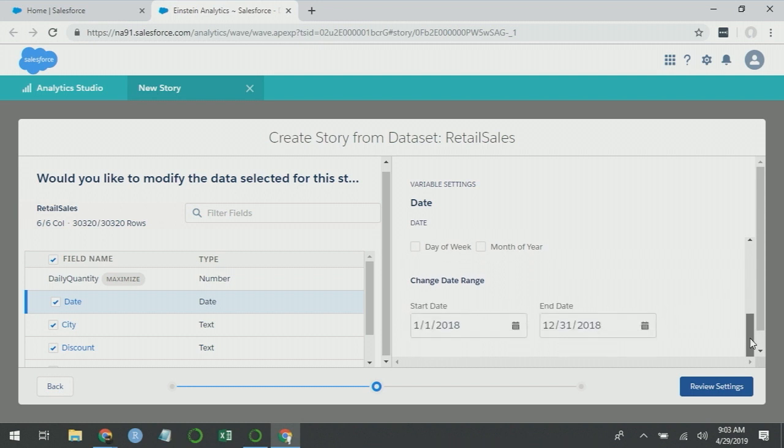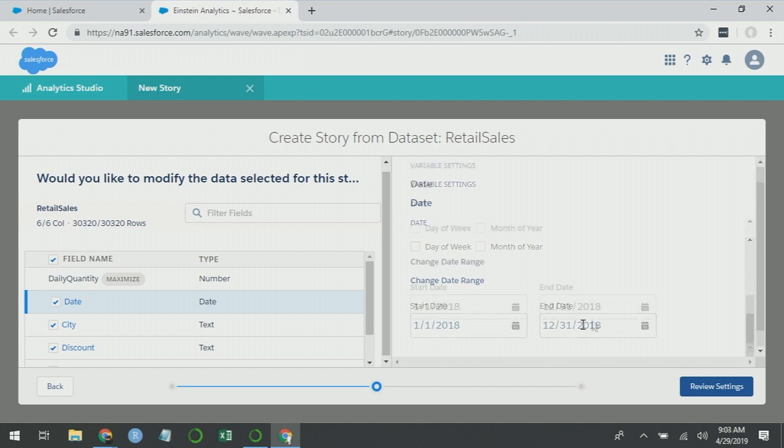And scrolling further, I can change the date range. This is how I would subset by a date period. Suppose I didn't want to include December in this analysis. I could tell that the end date should be 11/30/2018, and then it would remove the December observations from the analysis.